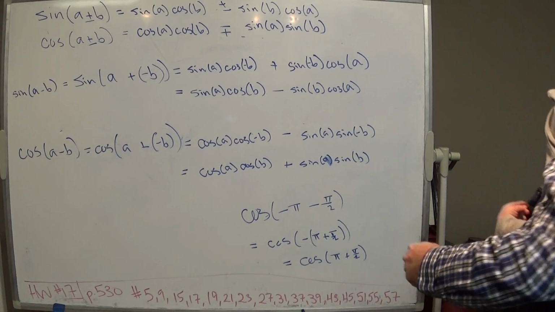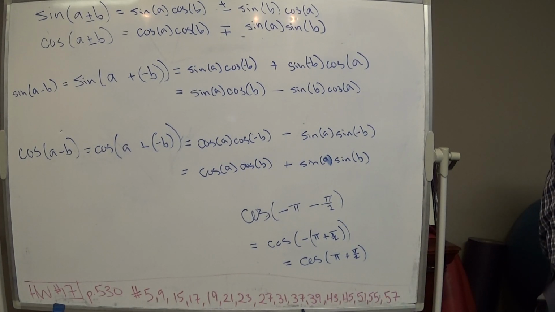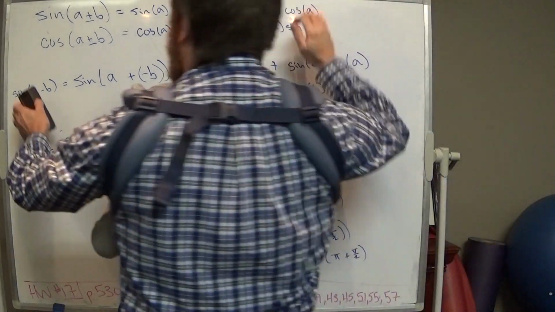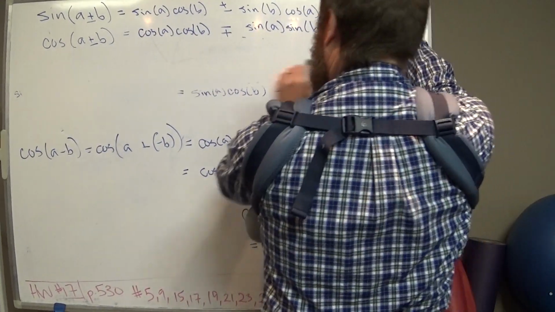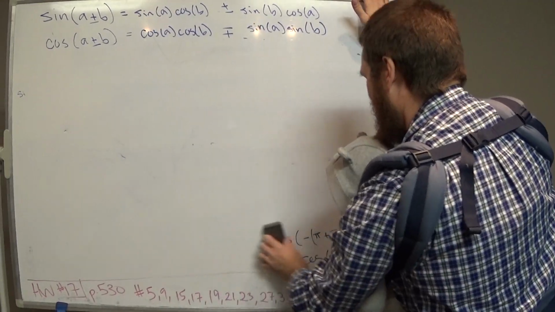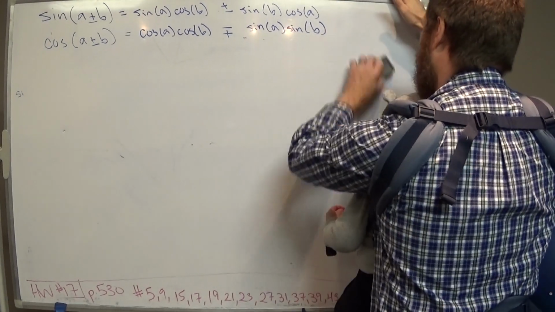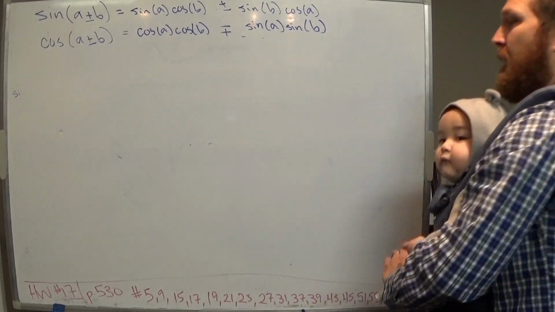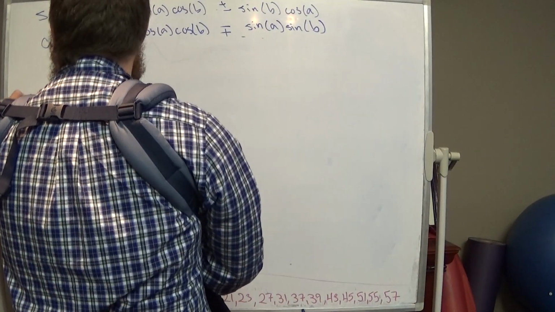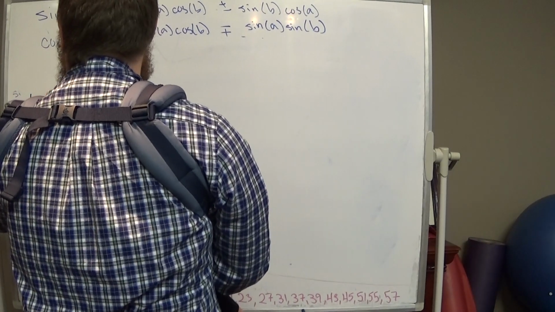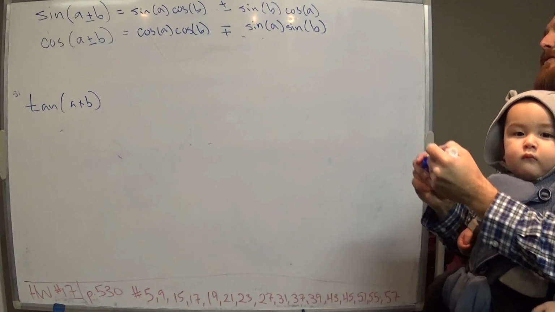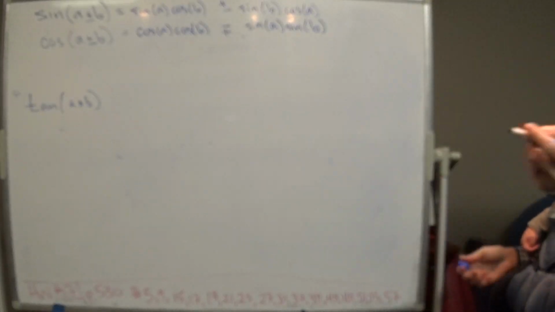Okay, from this, we could derive one more that we're going to need. Can you guess what we're going to do here? Turn into tangent. Yeah. And how are we going to do that? Well, what I want to do is look for what's tan of A plus B. Well, what is tangent just by itself? Tangent is what over what? Sine over cos. There you go.